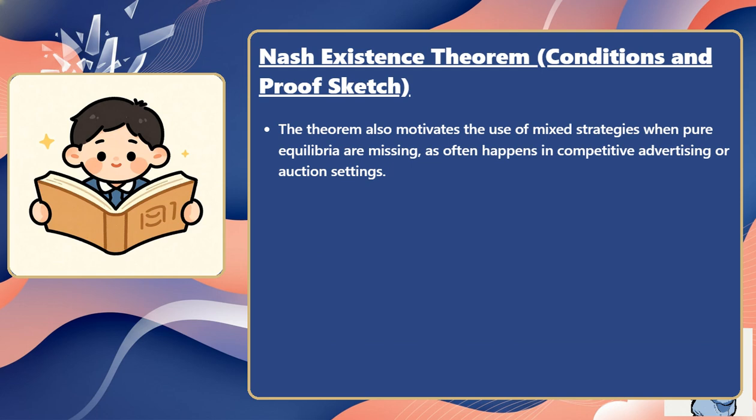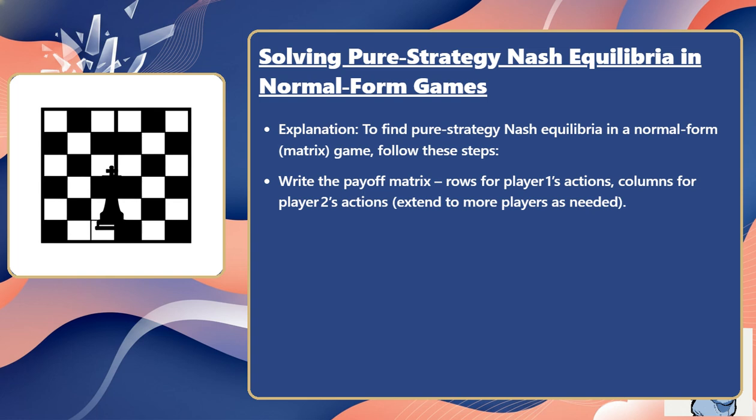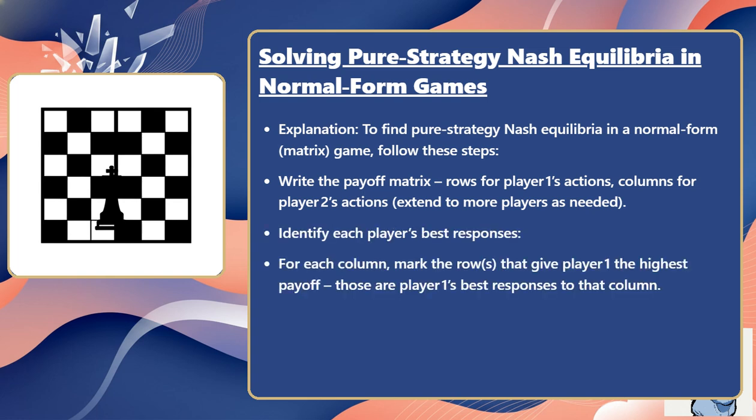Explanation: to find pure strategy Nash equilibria in a normal form matrix game, follow these steps. Write the payoff matrix: rows for player 1's actions, columns for player 2's actions (extend to more players as needed). Identify each player's best responses. For each column, mark the rows that give player 1 the highest payoff. Those are player 1's best responses to that column.